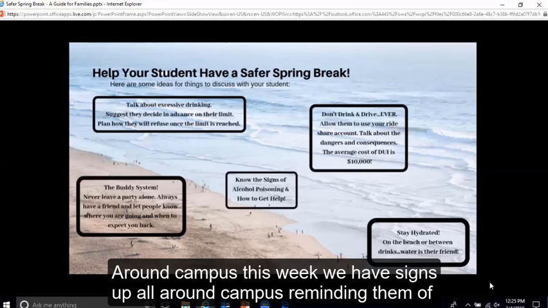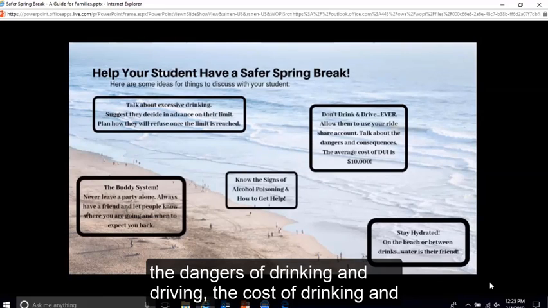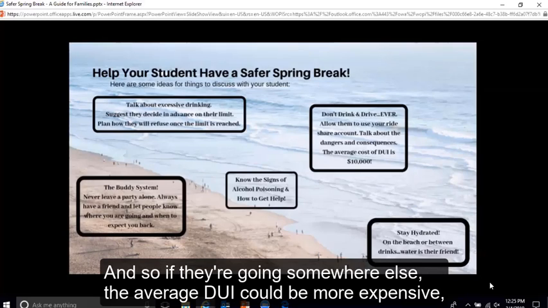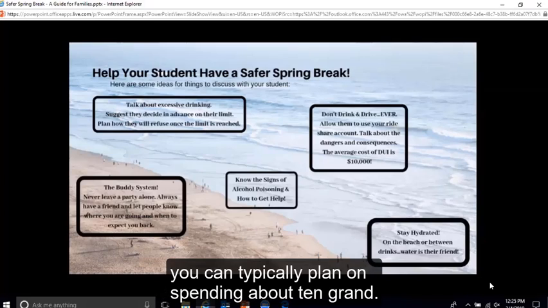This week we have signs up all around campus reminding them of the dangers of drinking and driving, the costs of drinking and driving. The average DUI is $10,000 in the state of Alabama. And so if they're going somewhere else, the average DUI could be more expensive. It could be less expensive, but you can typically plan on spending about 10 grand.